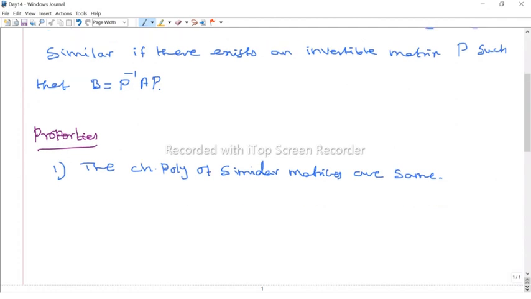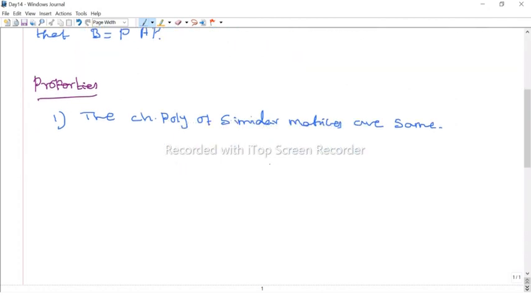Why? Now, what is the characteristic polynomial of A? Suppose we take the determinant of A minus xI. This is the characteristic polynomial of A. Or we can start with the characteristic polynomial of B, it's not an issue. By the definition, it is the determinant of B minus xI.